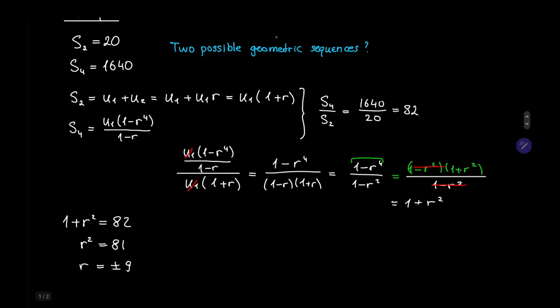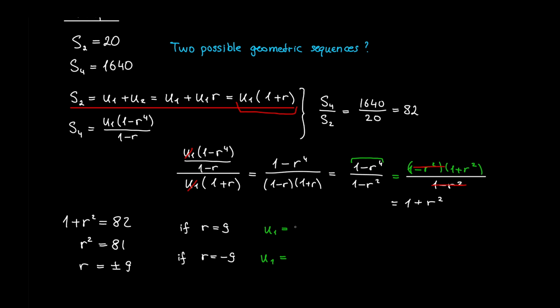Thus, we're tasked with finding two possible geometric sequences. Now we have to explore two cases: when r is positive 9 and when r is negative 9. Through them, we can find the respective first term of each geometric sequence, and we can do this using the sum of two terms formula here, namely u1 times 1 plus r, which is equal to 20. So when r is 9, u1 in this case is going to be 2. However, when r is negative 9, we get 20 over negative 8, which simplifies to negative 5 over 2.